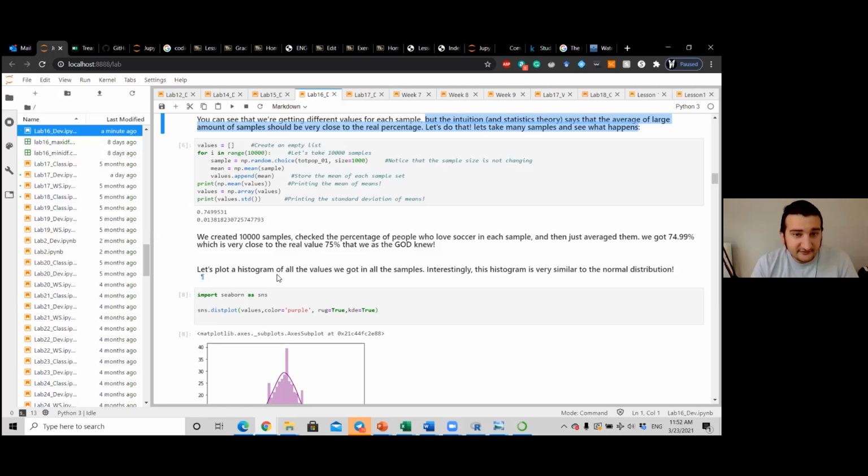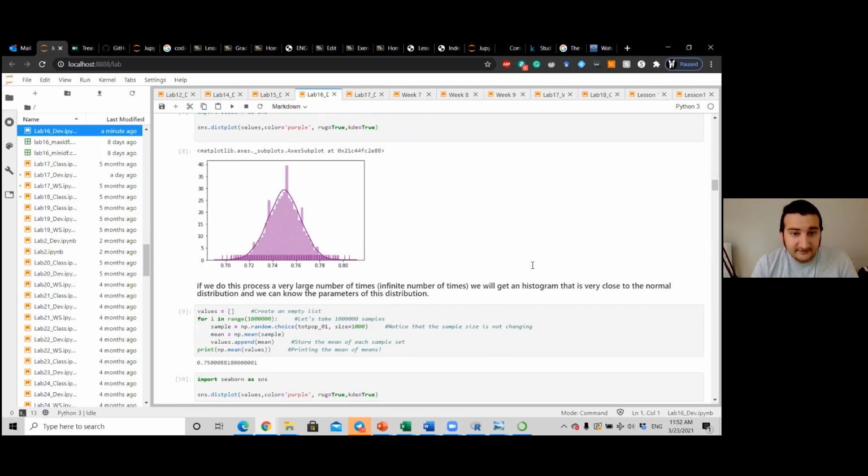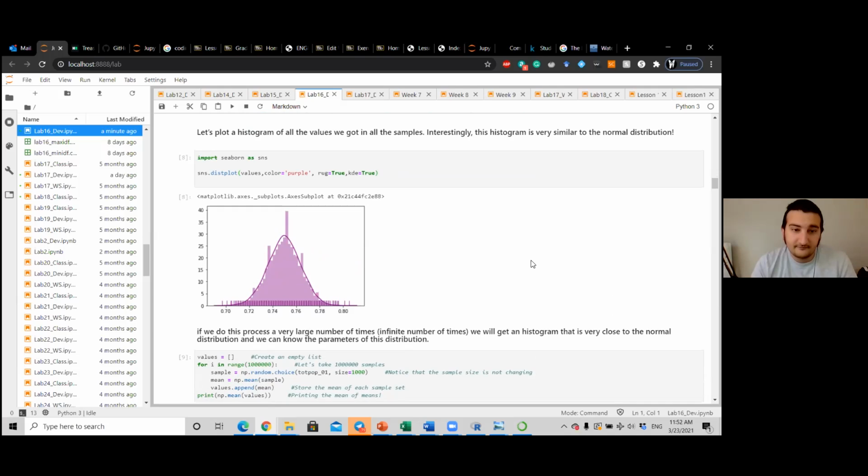So let's plot a histogram of all values we got in all the samples and look at the plot. What do you see? Looks pretty normal, and I believe pun intended. So what does this tell you? That's pretty vague.